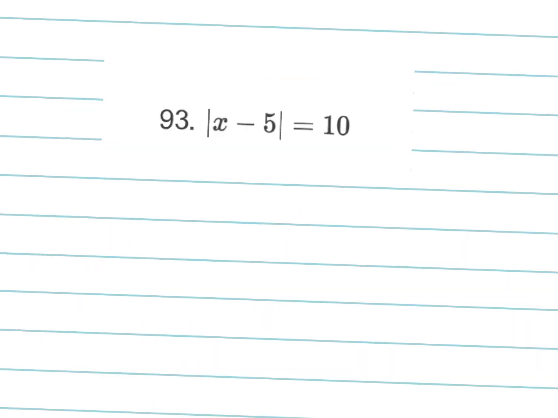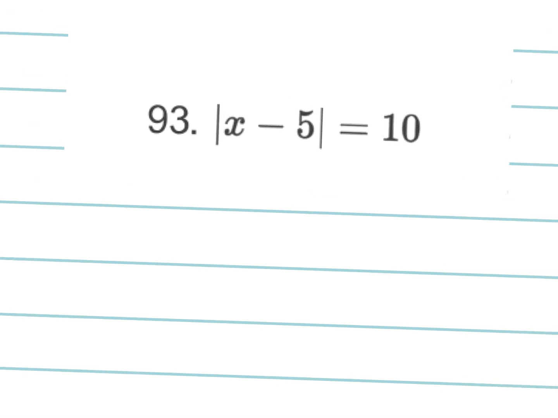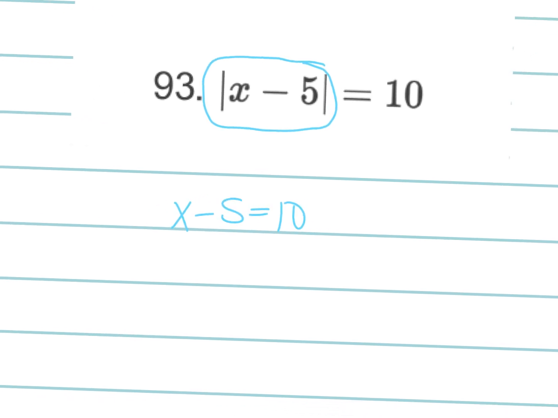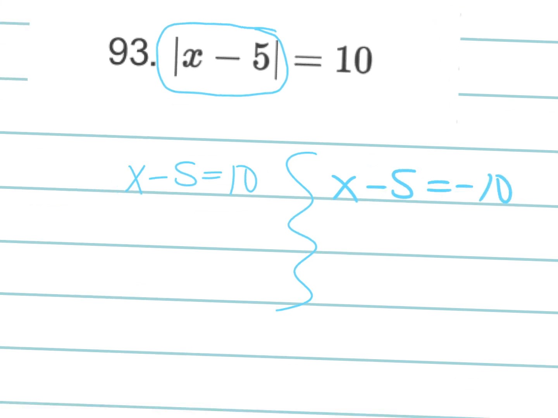All right, so now we're coming to some absolute value questions. Absolute value is a little different. When we solve absolute value, you need to remind yourself to get your absolute value isolated completely by itself, nothing added, subtracted, multiplied, or divided. Then once you do that, you're going to set up two equations. You're going to set up your original, x minus 5 equals 10. Then you're going to set up an equation that is the opposite answer. So x minus 5 equals -10.